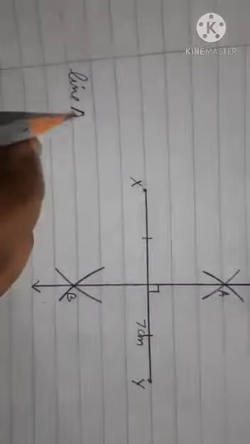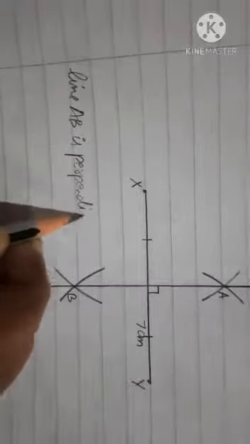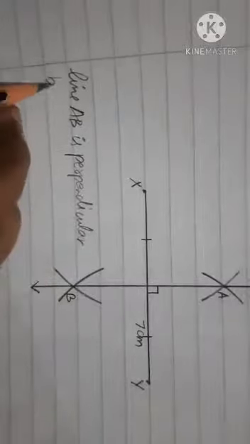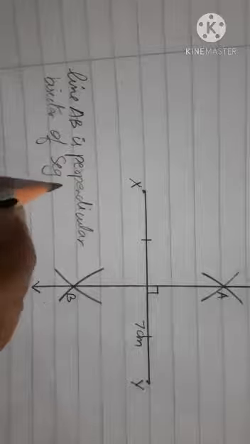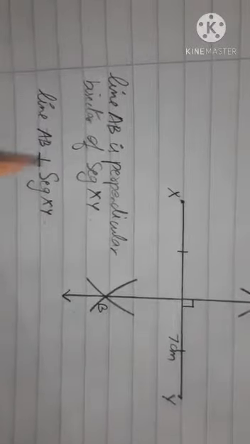Line AB is perpendicular bisector of segment XY. Either you can write like this, or you can write in short, line AB is perpendicular to segment XY. Okay, generally we use this way. This is the sign of perpendicular.